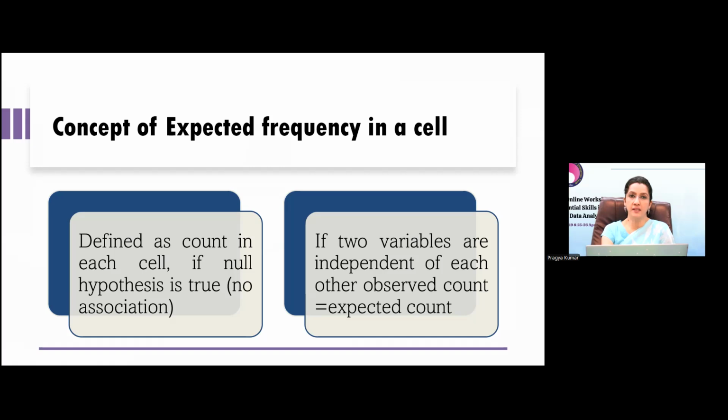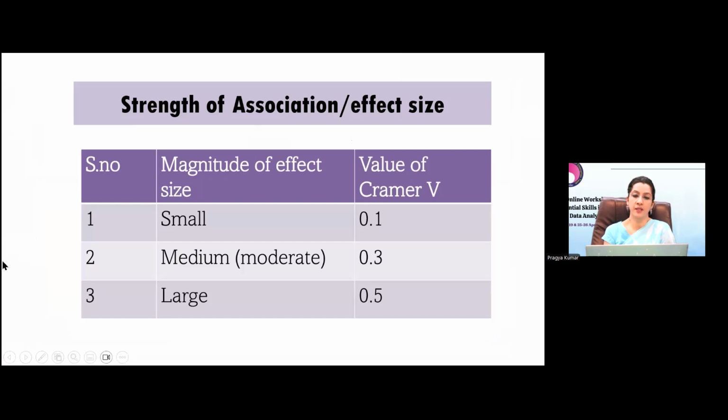Effect size, how do we calculate the effect size in chi-square test? The effect size in chi-square test is calculated by phi and Cramer's V. So if you see this phi and Cramer's V, or you can just remember Cramer's V. You also get it in the software. When you click on that phi and Cramer's V, you get it.